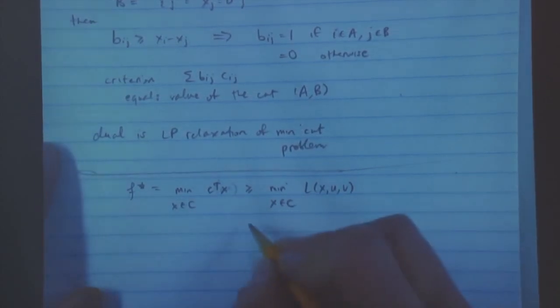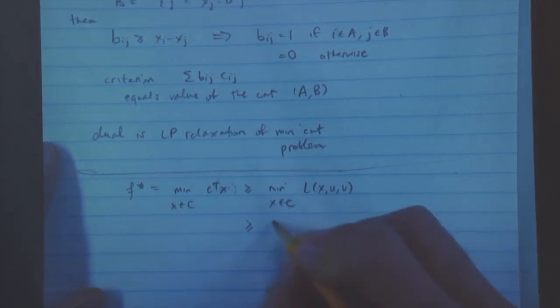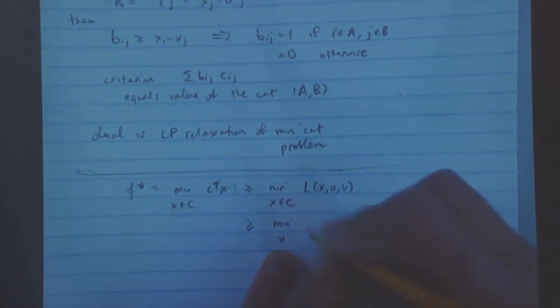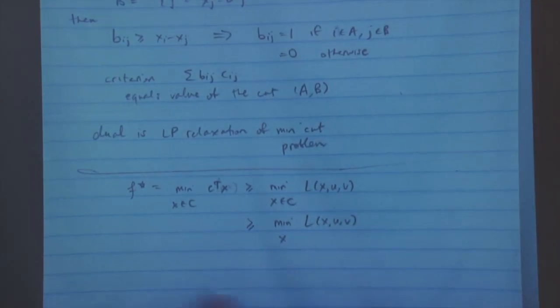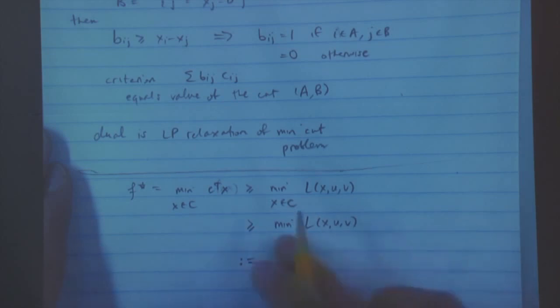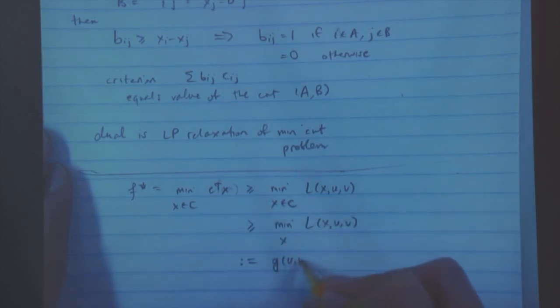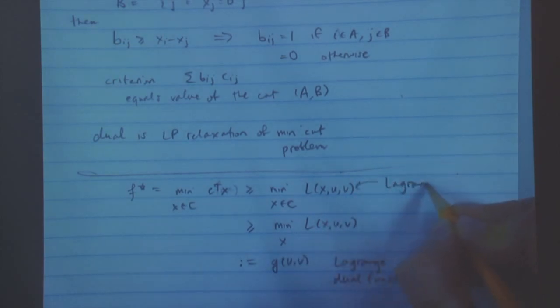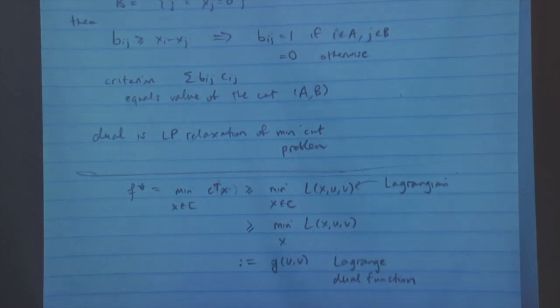And this is further bigger than or equal to what happens if I don't just minimize over x that satisfy the constraints, but over all x. If I make the domain of the minimization bigger, I still get a lower bound. And I define this to be equal to this quantity, g(u, v). So this is called the Lagrange dual function. And this thing is called the Lagrangian. So that's always true.